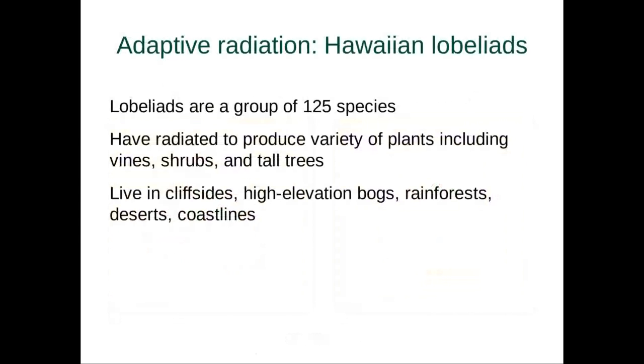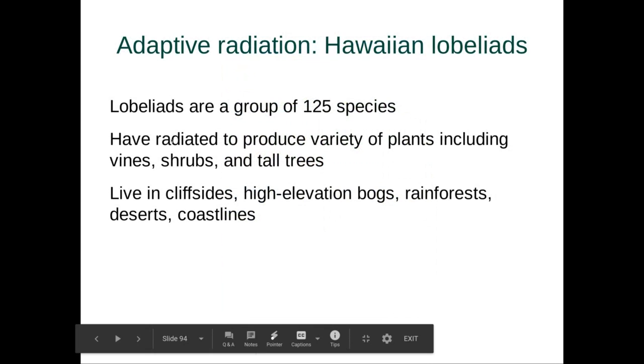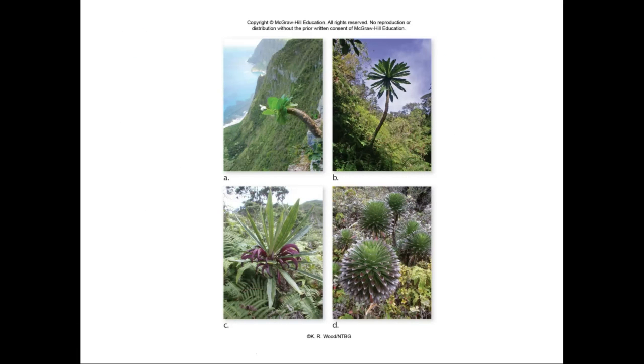So pretty cool. Now we can also see a group of organisms called lobiads. This is what lobiads look like. They're plants. They're not the most exciting. Well, actually, I think these are pretty cool. You might not think they're exciting, but I think they're pretty exciting. Now, these are a group of 125 distinct species, and they have radiated to produce a wide variety of plants, including vines, shrubs, and even small trees. And they do this by inhabiting cliffsides, high elevation bogs, rainforests, deserts, and even coastlines. Again, adaptively radiating to fill all the available different habitats on the Hawaiian islands.